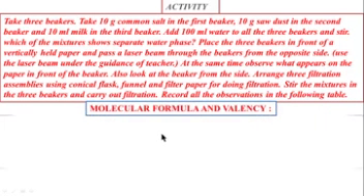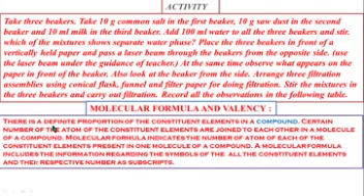Molecular formula and valency. There is a definite proportion of the constituent elements in a compound. A certain number of the atoms of the constituent elements are joined to each other in a molecule of a compound. A molecular formula indicates the number of atoms of each of the constituent elements present in the molecule of the compound. A molecular formula includes the symbols of all the constituent elements and their respective numbers as subscripts. Here is one example.